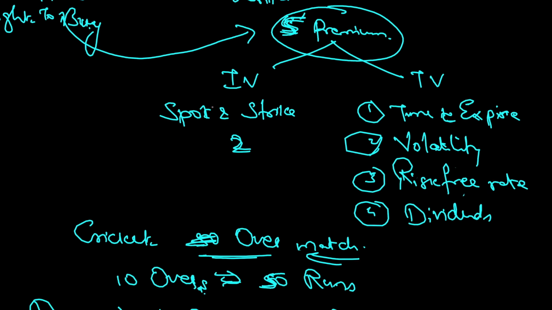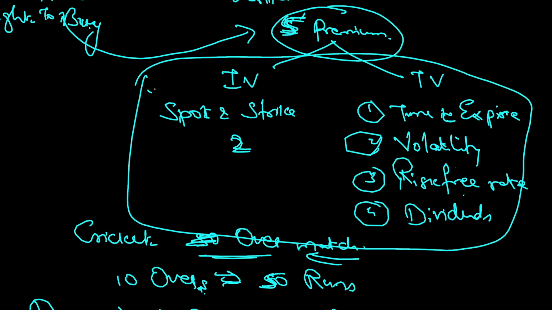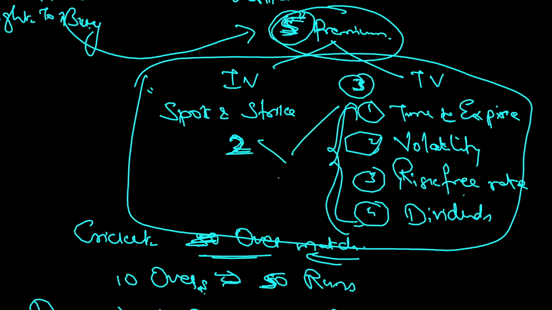These are all the factors that your premium is made up of. So when the premium is 5, that means spot and strike are creating the value of 2, and the remaining 3 is coming from the time value. The remaining 3 is because of all these factors, and this totals to 5, which is the premium.